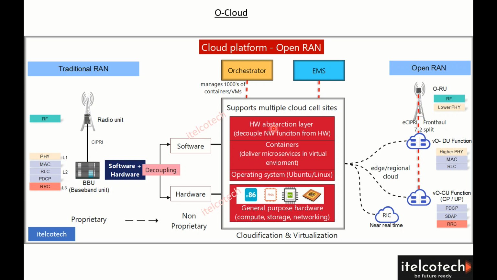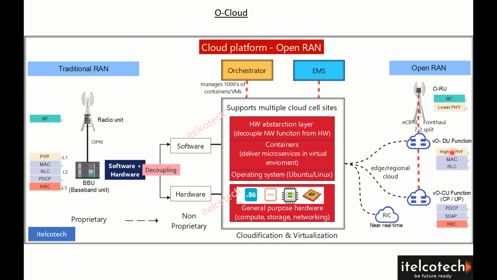And then different functions such as CU, DU, and RIC can be extracted from the underlying hardware through the hypervisor, and there will be an orchestrator such as Kubernetes, which can manage these multiple virtual machines and containers. Now, once the virtualization is happening, the nodes on the left side will be converted into the virtualized open distributed unit and virtualized open central unit. And then we have a RIC also, which is a new component we have seen in Open RAN.